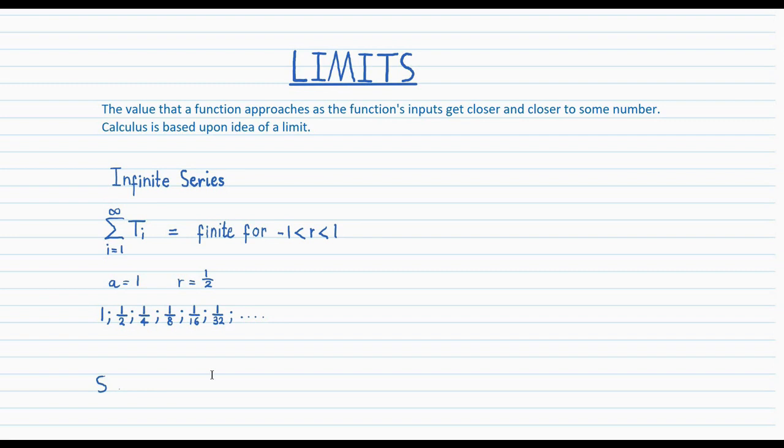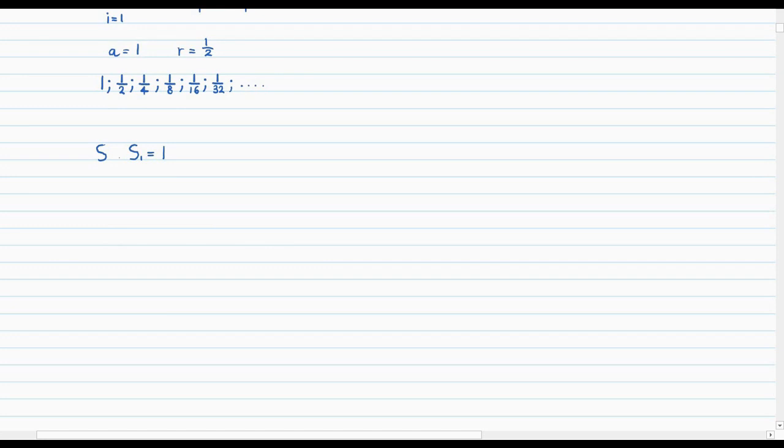A series with one term would just be equal to 1. A series with 2 terms would be 1.5, because you'd add the 1 and the half. A series with 3 terms would be 1.75, because you'd add this quarter to this 1.5. A series of 4 terms would be 1.875.